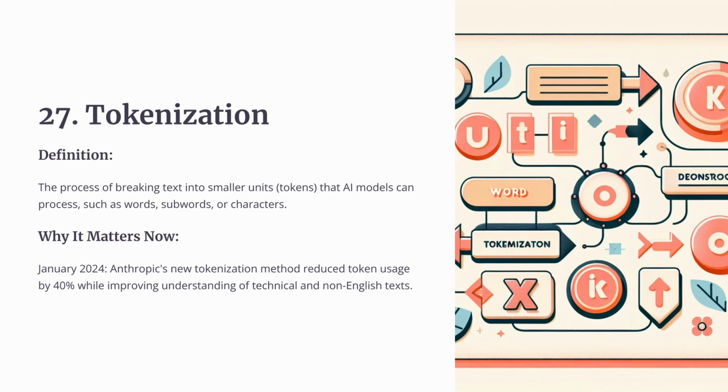Tokenization is the process of breaking text into smaller units, tokens, that AI models can process, such as words, subwords, or characters. Think of this like breaking a long book into chapters, paragraphs, and sentences that are easier to understand. Anthropic's new method is exciting because it's like finding a more efficient way to package information using fewer tokens while understanding more. It's particularly impressive with technical language and non-English texts.